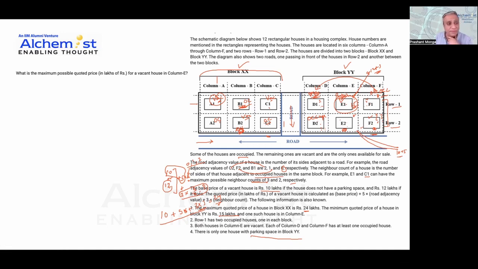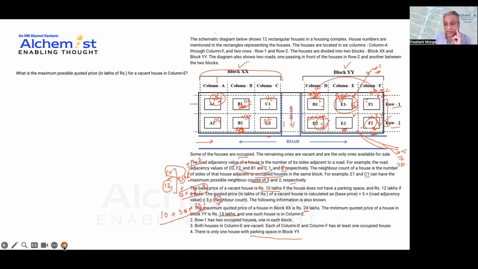Okay, let's look at the next question. What is the maximum possible value quoted in rupees for a vacant house in column E? Column E, so E2 would be vacant. So E2 could have the maximum value. I know 15 is the lowest, so it has to be more than that. Let's say it doesn't have parking, so it has 10 plus 5, 15, and the other two are occupied. I know this is occupied. What if this is also occupied? If these two are occupied, then the price will be 10 plus 5, 15, plus 3 makes it 21. So the pricing should be 21. That's the maximum possible value.